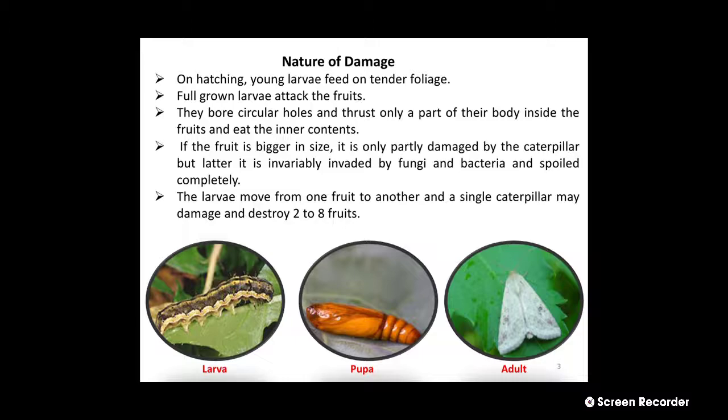The larva thrust only a part of their body, meaning the anterior portion, inside the fruit and the remaining posterior portion remains outside the fruit. So this is the characteristic feeding symptom of Helicoverpa armigera. Then if the fruit is bigger in size, it is only partly damaged by the caterpillar, but later it is invariably invaded by fungi and bacteria and spoils completely. The larva move from one fruit to another and a single caterpillar may damage and destroy 2 to 8 fruits of the tomato.